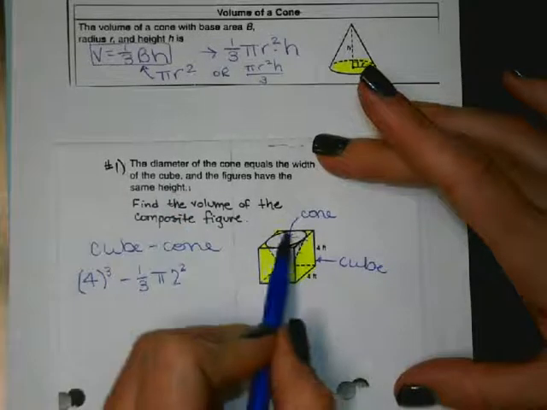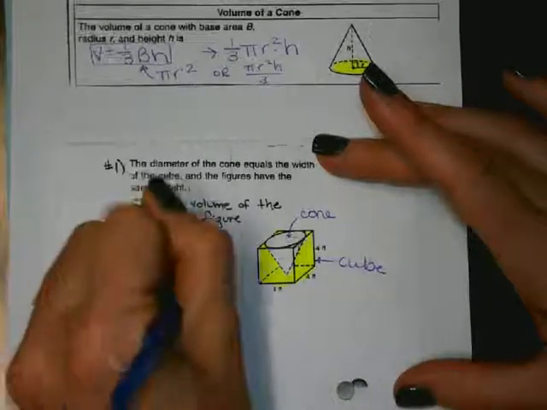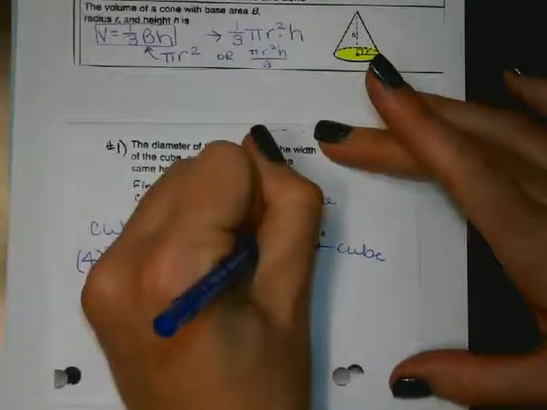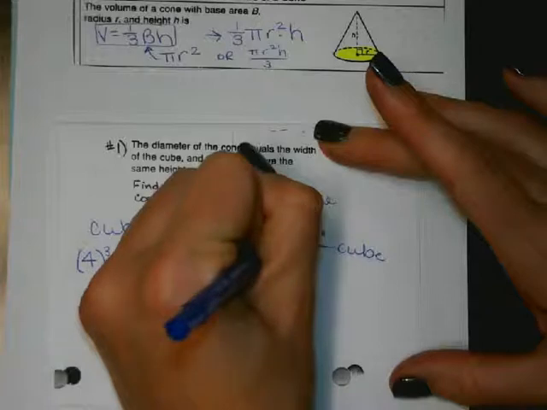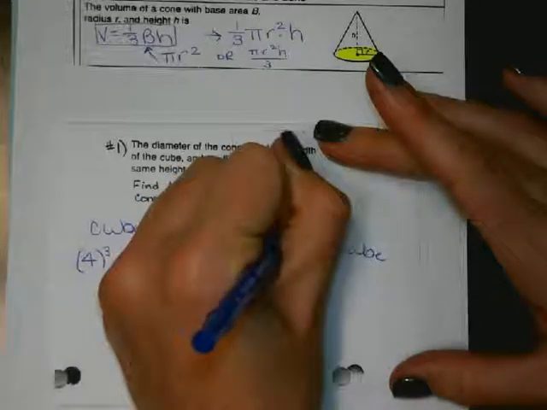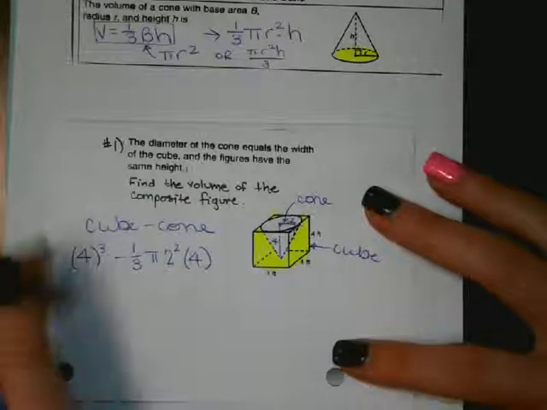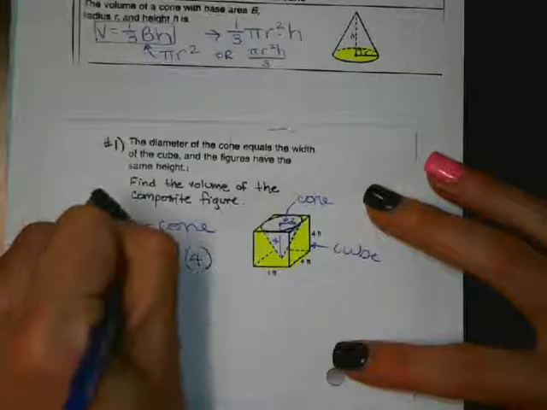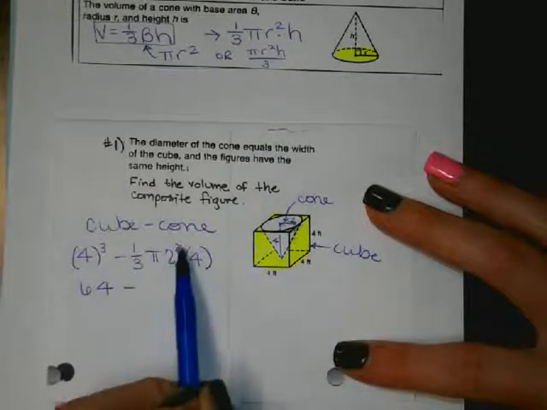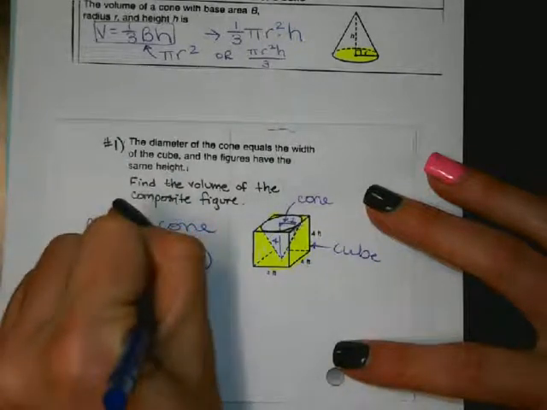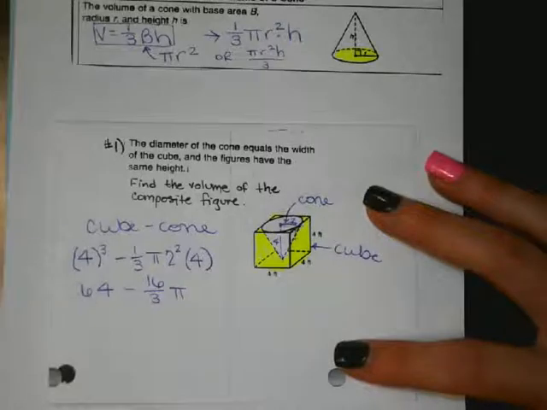And then the height of the cone matches the height of the cube. So 4. So hopefully you're seeing all those things in here, even though they didn't label it for you. So you should be able to label those things for yourself. You're going to see problems like this again. So let's start doing some calculations. 4 cubed is 64. 2 squared is 4. Times 4 is 16. So I have 16/3 pi. There's an exact answer.